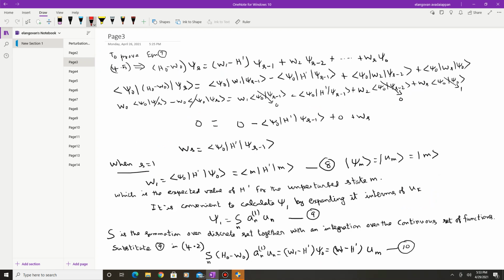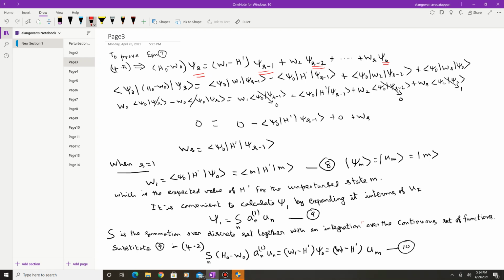Now let us prove this equation 7. So equation 4.5 is the expression h naught minus w naught psi s is equal to w1 minus h prime into psi s minus 1. Here psi s is related to psi s minus 1, the lower values, psi s minus 2 up to psi 0. Now you make an inner product with psi 0 of this equation. You will take it term by term.